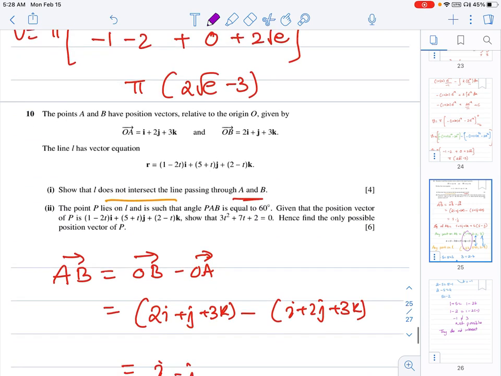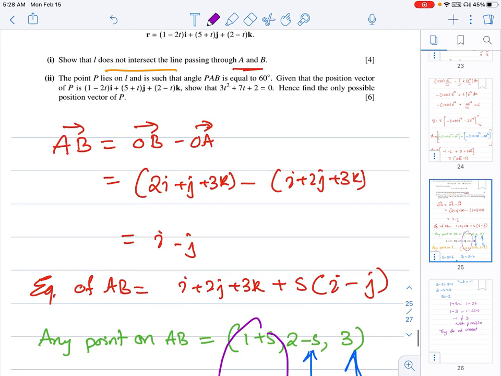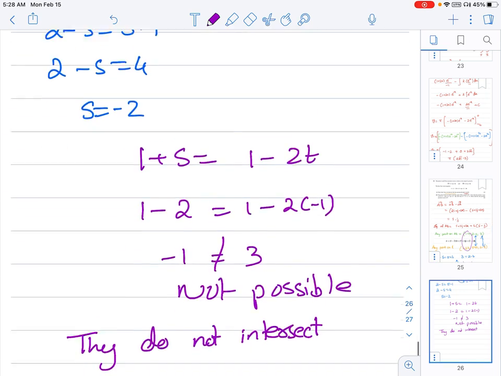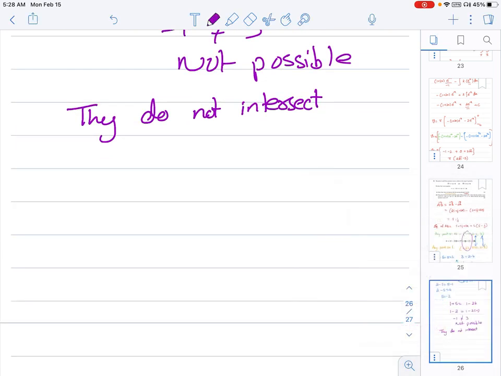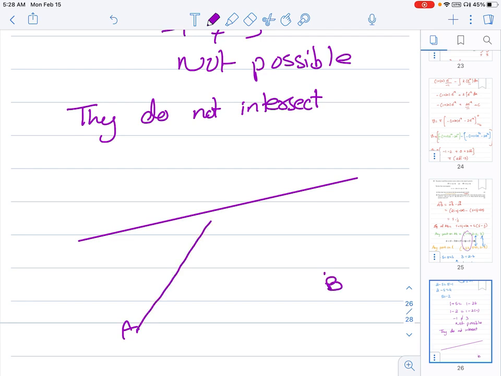That's the 4 marks question. Now coming to the last question, the 5 or 6 marks question. The point P lies on L such that angle PAB is equal to 60 degrees. So let us draw the diagram. This is line L. This is A, this is B, and this is P. Angle PAB is equal to 60 degrees.